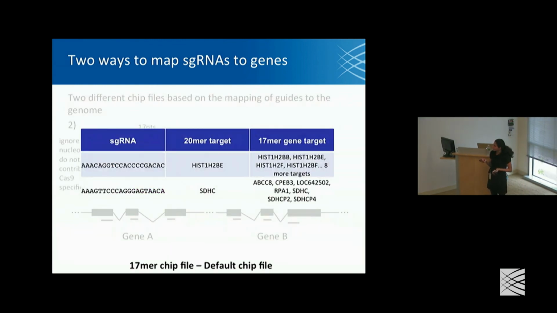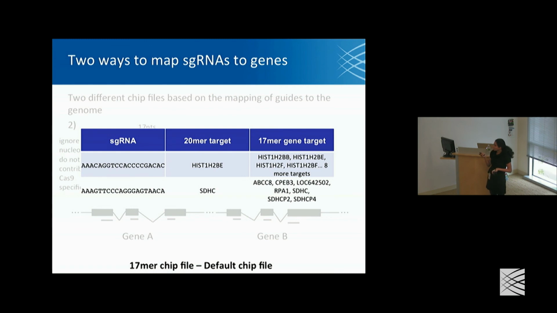To make this more clear, if we look at just 2 examples of guide RNAs from a certain library, this guide RNA here, its intended gene target was HIST1H2BE, which is what you will find in your 20-mer chip file.